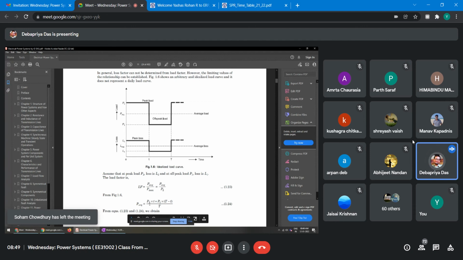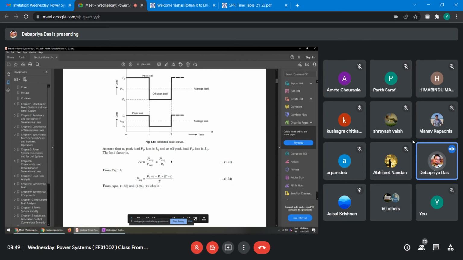Now P average, in terms of energy, will be P2 into small t, plus P1 into capital T minus small t, because the duration is small t for P2 and capital T minus small t for P1, divided by the total duration capital T. Therefore, your P average will be P2 into small t plus P1 into T minus t.